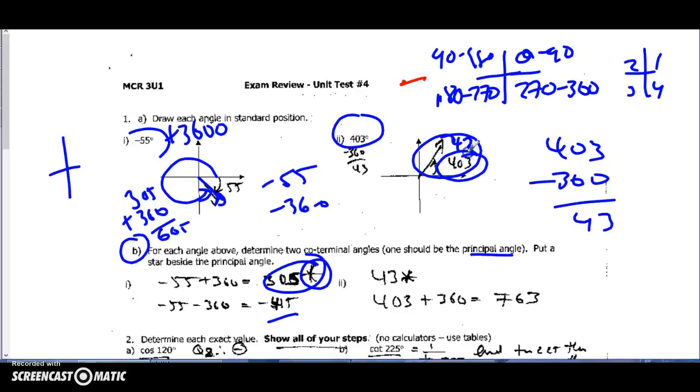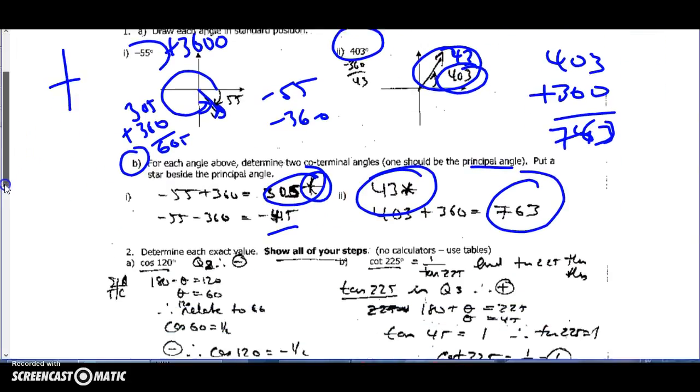403 and 43, just a coincidence that they look similar. And the next one will be 763. That's adding 360 to 403. I end up with 763. This guy is not the principal angle because it's more than 360. It's the one that makes the most sense.